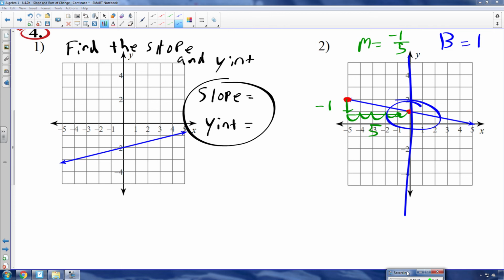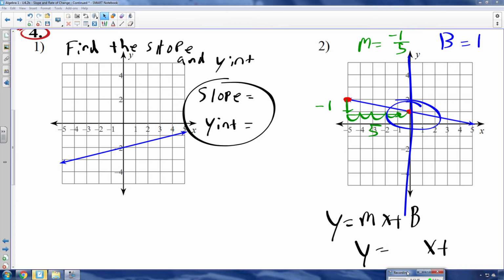This is all you really need to do. If you're feeling pretty good right now, why don't you take these and put them into y equals mx plus b? Why don't you go ahead and do that? So y equals what x plus what? Well, it would be y equals -1 over 5x. That's the m. Plus 1. That's the b. So at least find the slope and the y-intercept from these graphs.